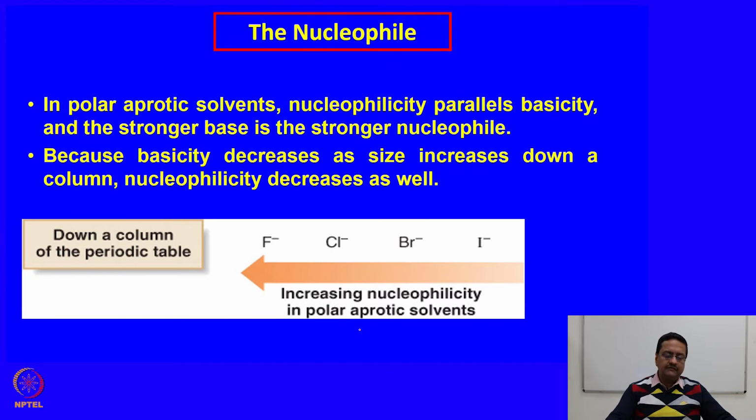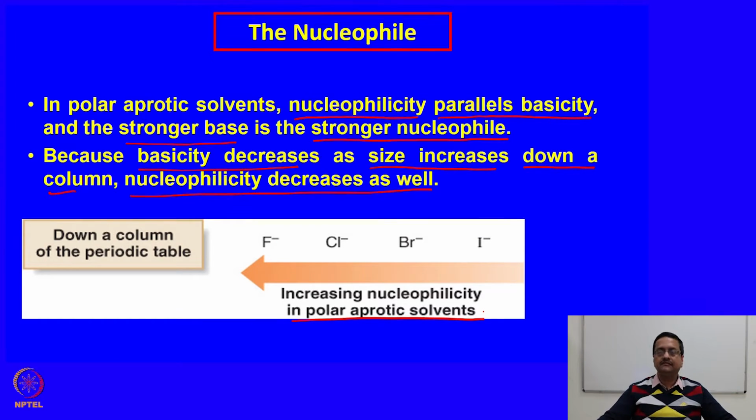In polar aprotic solvents, nucleophilicity parallels basicity, and the stronger base is a stronger nucleophile. Because basicity decreases as the size increases down a column, nucleophilicity decreases as well. So, in case of halogens, fluoride, chloride, bromide and iodide, the nucleophilicity increases from iodide to fluoride in polar aprotic solvent.